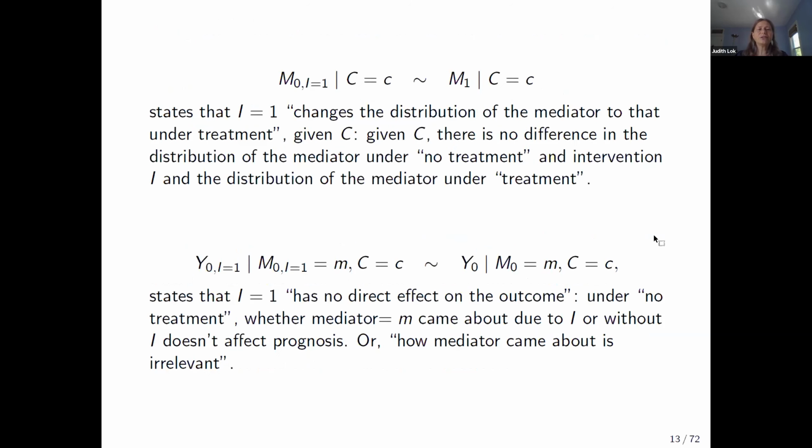So let's look at these conditions a little bit more. The first condition says that given C, I is equal to 1 changes the distribution of the mediator so that it resembles the distribution of the mediator under treatment. The second condition, one could say that I is equal to 1 has no direct effect on the outcome. We condition on C. If the mediator is equal to m, whether that mediator came about without the intervention or with the intervention, it doesn't affect the distribution of the resulting outcome.